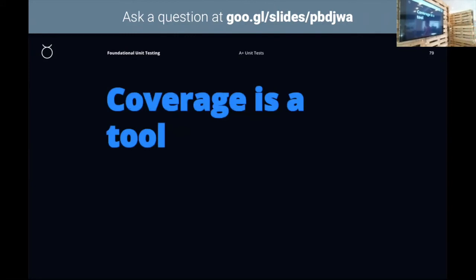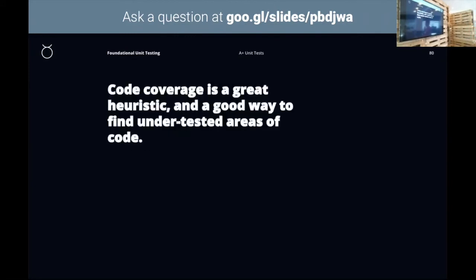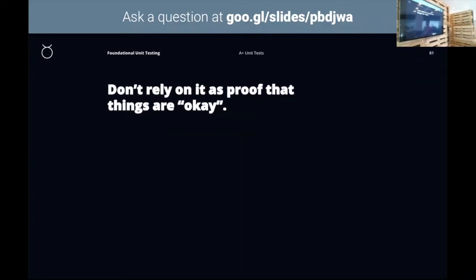Coverage is a tool. So whether you're using code coverage via an automated tool that says, oh, if X% is covered, or whether you're deciding it yourself, it's a great heuristic and can help you find under-tested areas of code. But it doesn't provide any form of proof that things are okay.